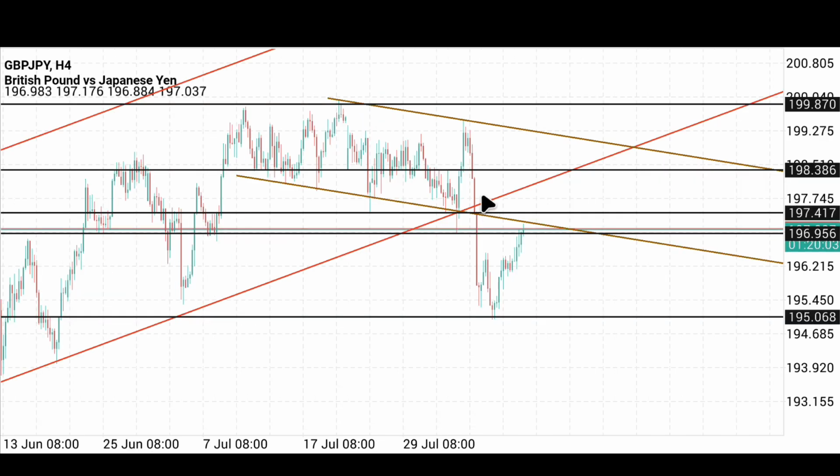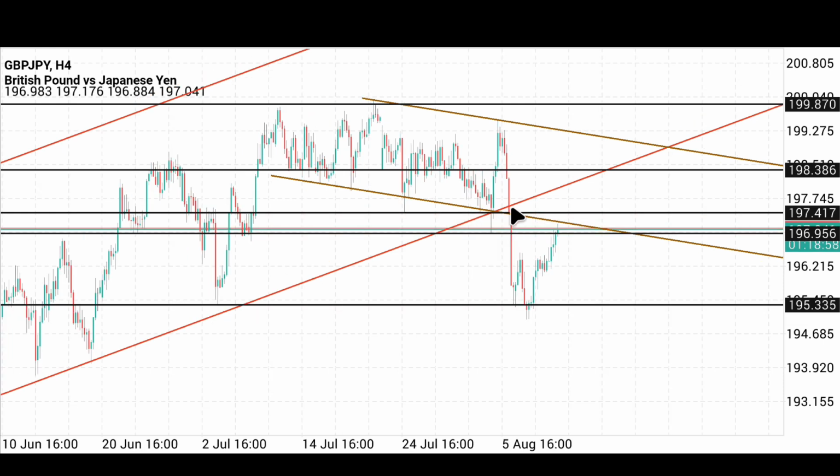So at this point, we got a break below the bottom of the ascending channel and also the bottom of this very descending channel. So there was a break of this very confluence area. This is a critical level, this very level between 166.95 and 167.41.